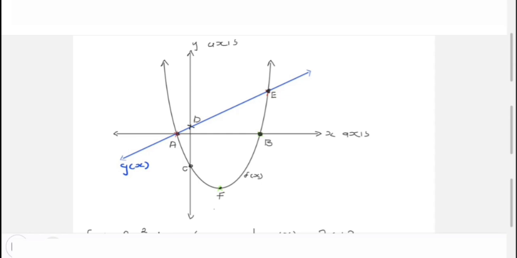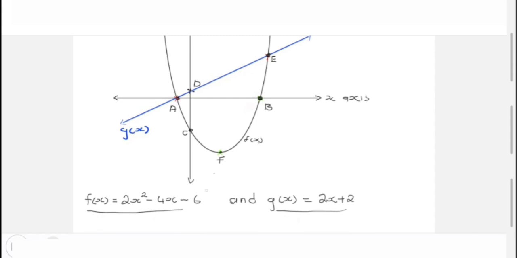We have f as the turning point. And then we have b as the other x-intercept of the parabolic function. And then we have e as the point of intersection for both functions, another point of intersection. Okay, we should note that down, guys, because it's going to be very important when we are dealing with this function. And we actually have these two equations there for both functions, f of x and g of x. f of x being 2x squared minus 4x minus 6, and g of x being 2x plus 2.